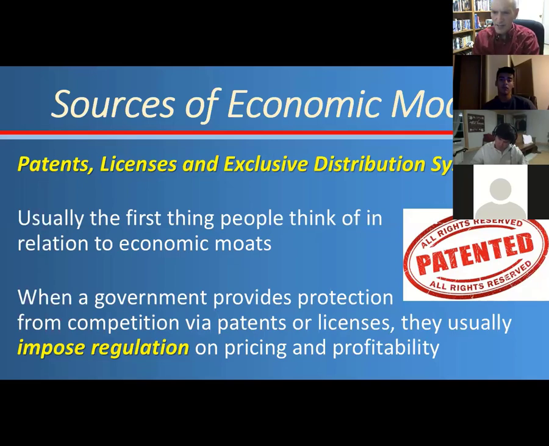I know online's a little tough to stay completely engaged, but hopefully you're still with me. So the first one is the one most people think of first, and that's patents, licenses, or some kind of exclusive dealing that you have. The problem with patents and licenses is you also usually pick up some kind of regulatory requirements. That's the whole reason you're getting a patent, or especially a license, is you're exposing yourself to some new law, some new regulation.